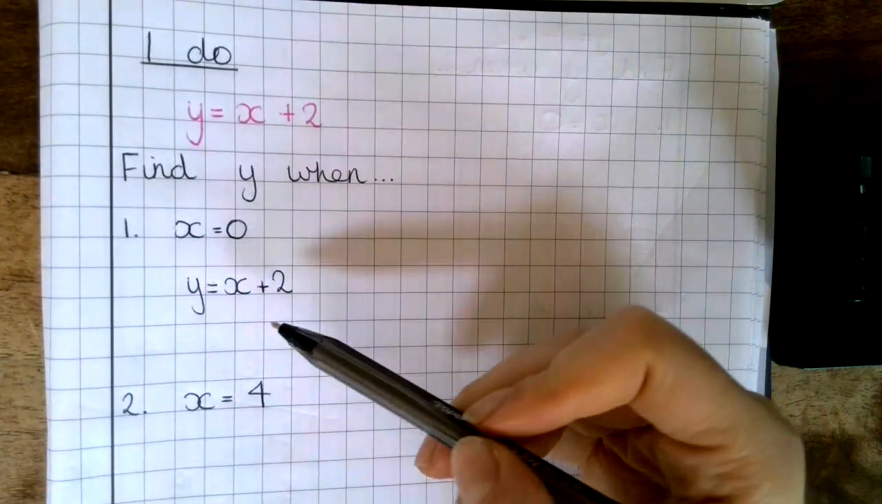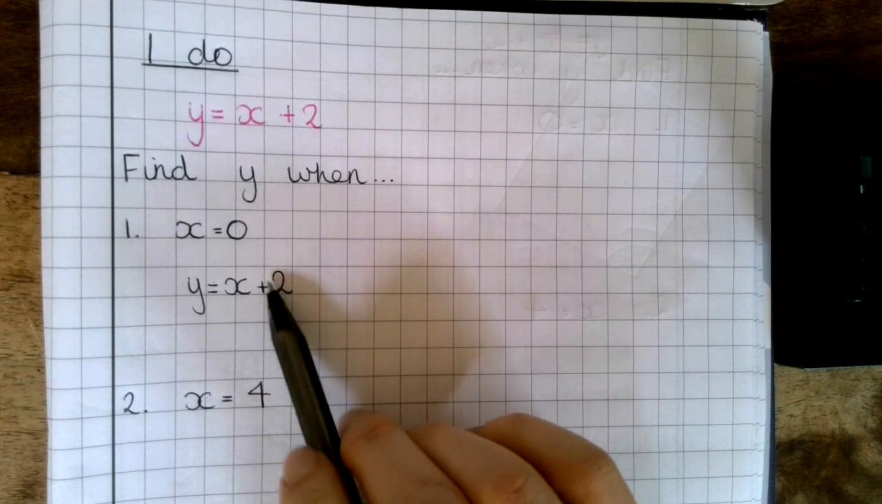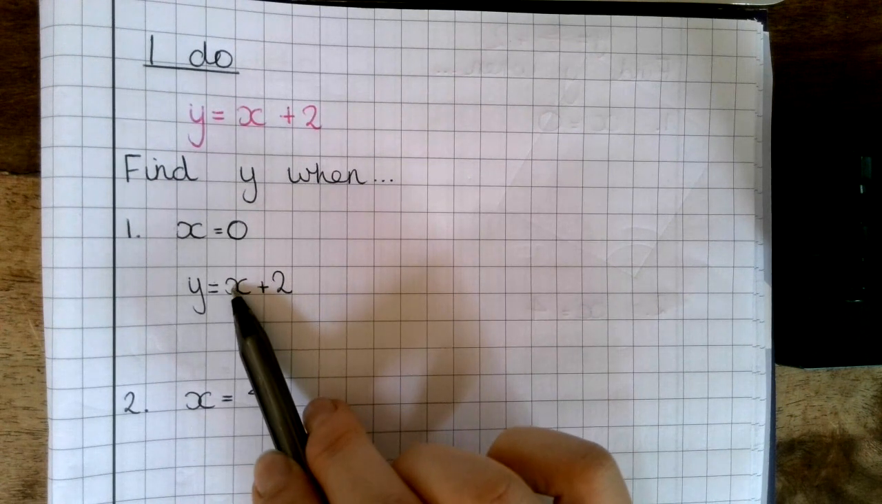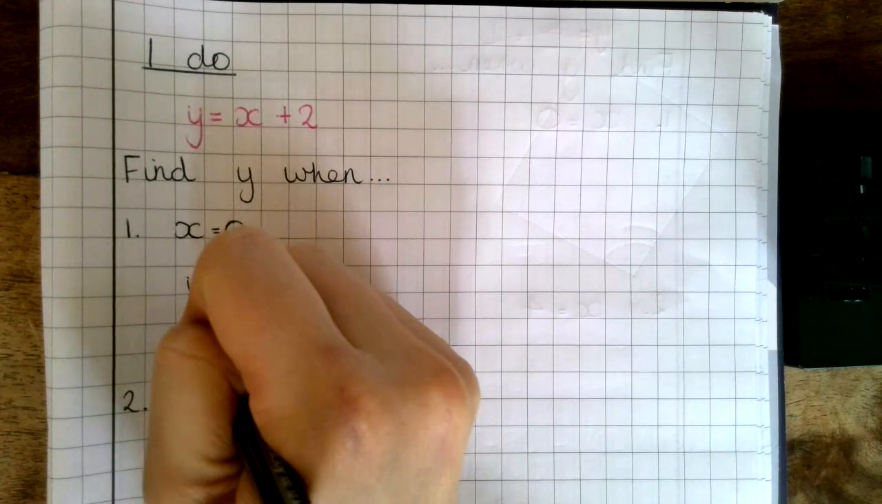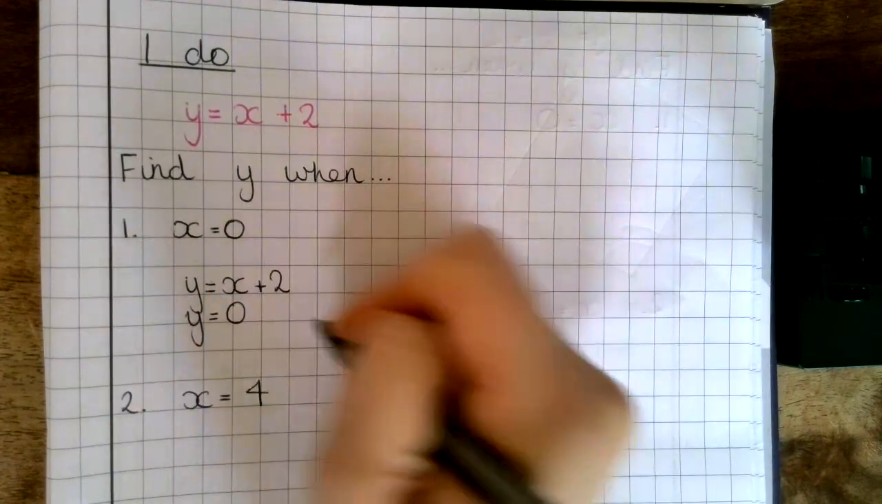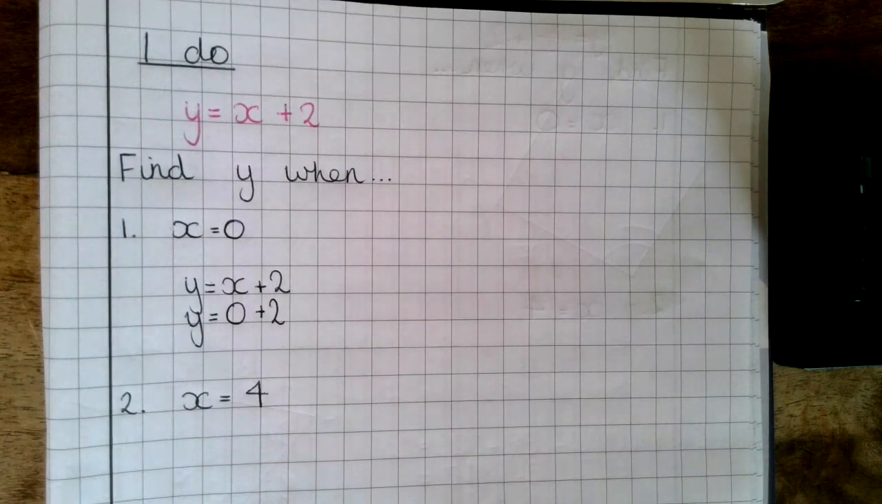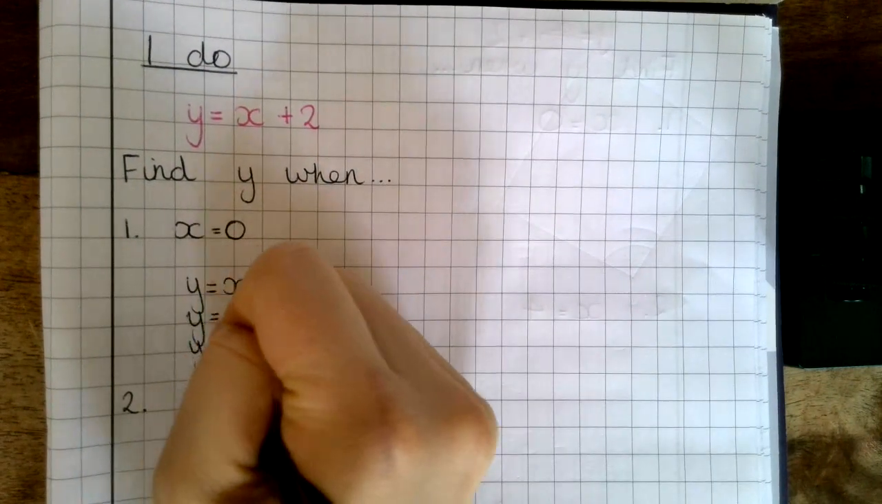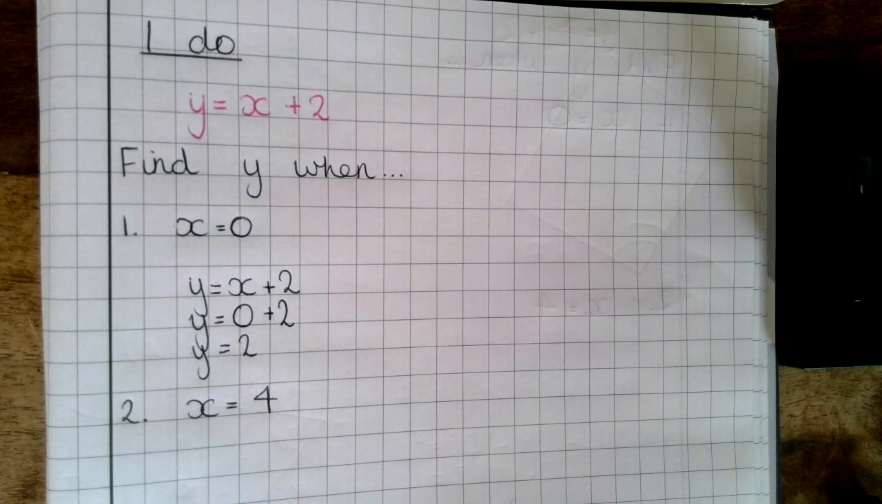So I'm going to just rewrite my equation, y equals x plus 2, and I'm going to substitute the x for 0. So I get y equals 0 plus 2. So y is equal to 2. And that is my answer.